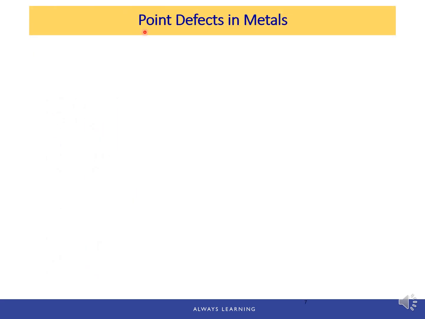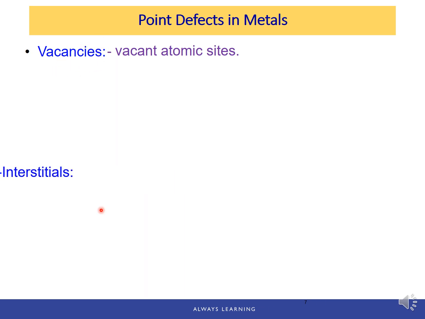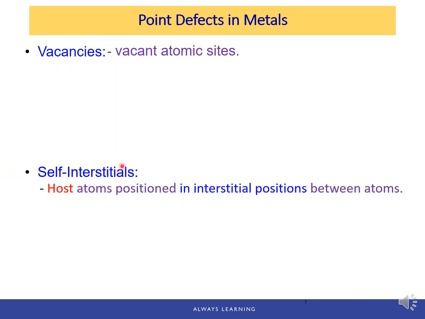First, let's take a look at point defects in metals. We're talking about pure metals, which means there's only one element and only one type of atom. So in pure metals, we can have vacancies and we can have interstitial atoms. Here, interstitial atoms are called self-interstitials because, again, there's only one type of atom.